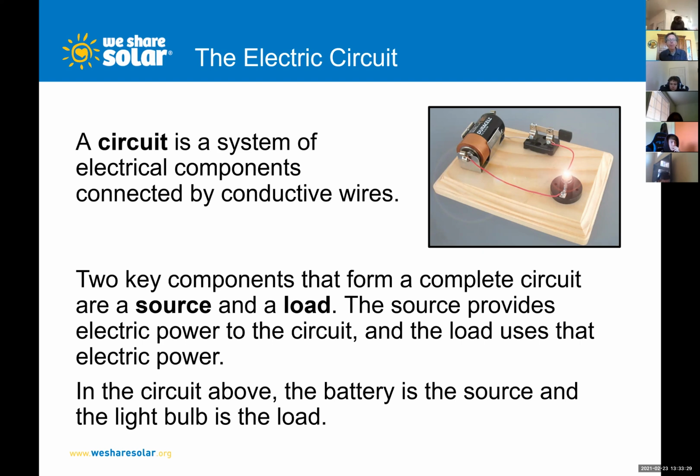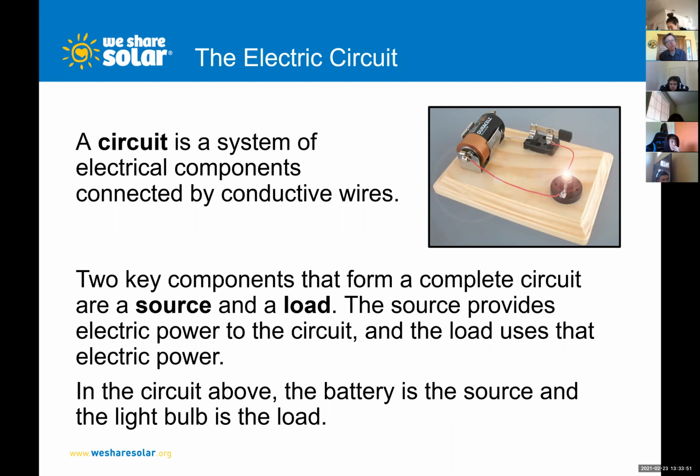The two most important parts of this circuit are the source, that's where the power is coming from, and then the load, that's what's using the power. In this case, the source is the battery, right? I think that makes sense probably to most of you. And the load is the light bulb.